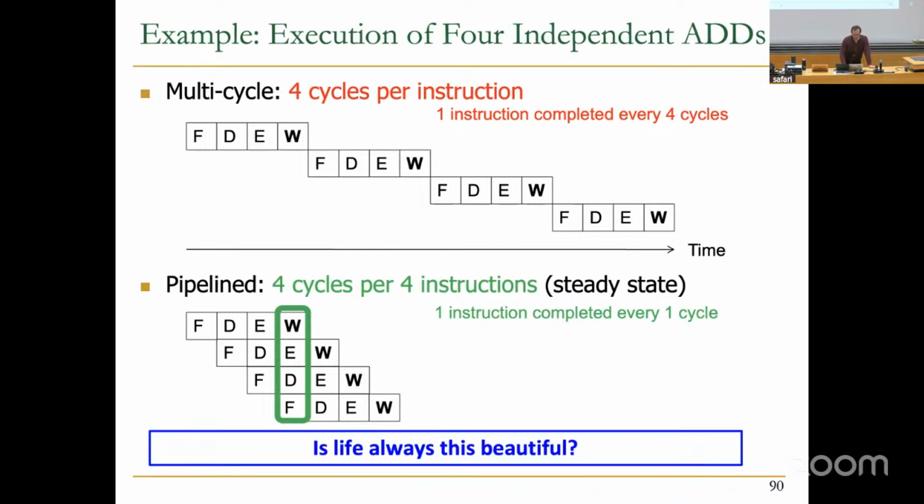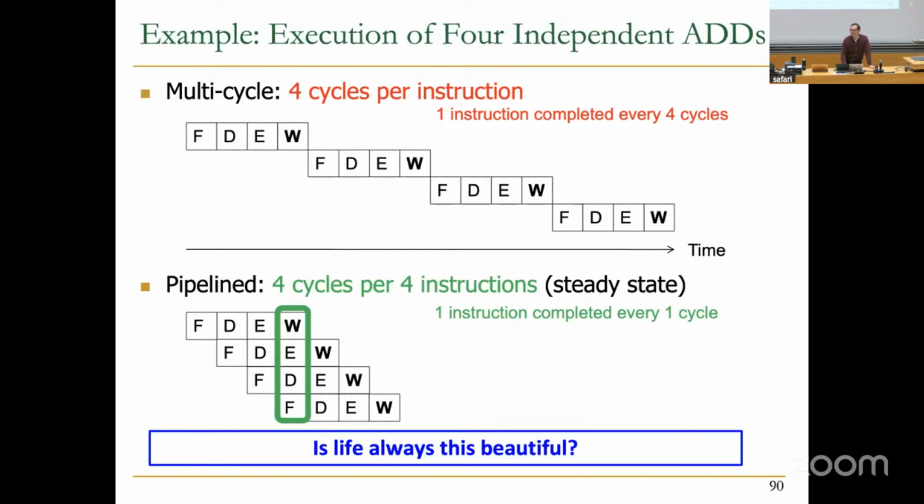Okay, so the question is, of course, is life always this beautiful? This looks beautiful. This is perfect pipelining, kind of. This doesn't happen if the instructions are dependent on each other, for example. So we're going to look at when life becomes not as beautiful, and we're going to try to solve those issues.